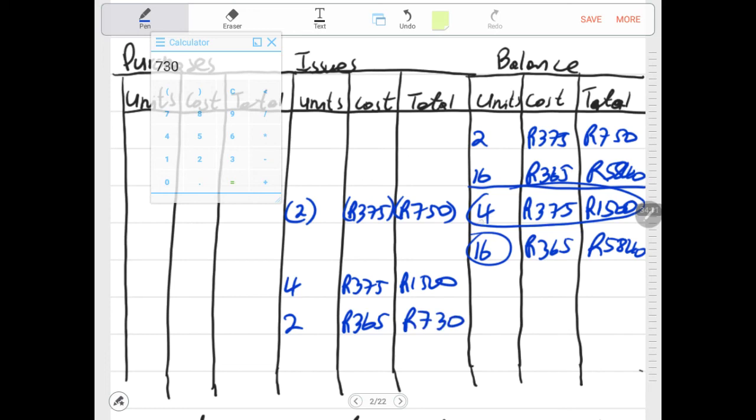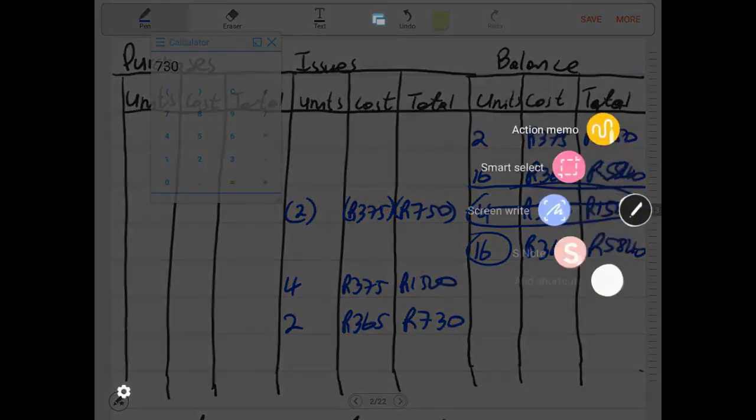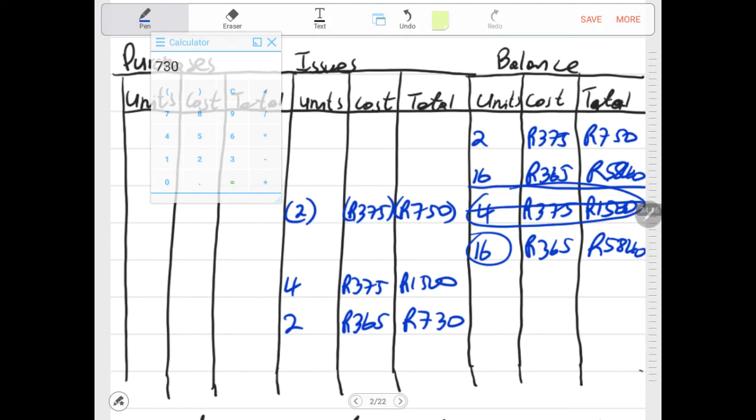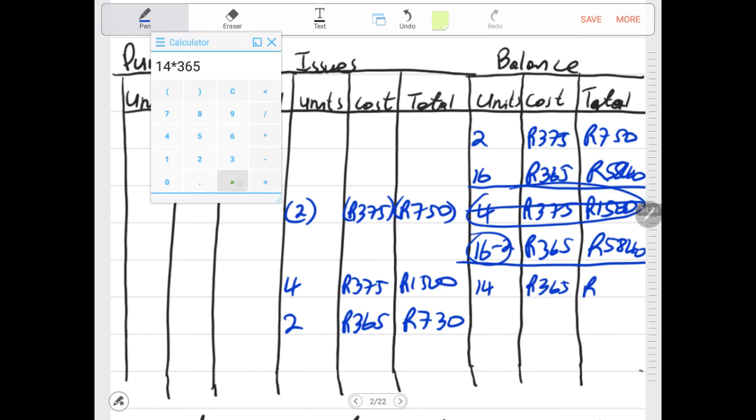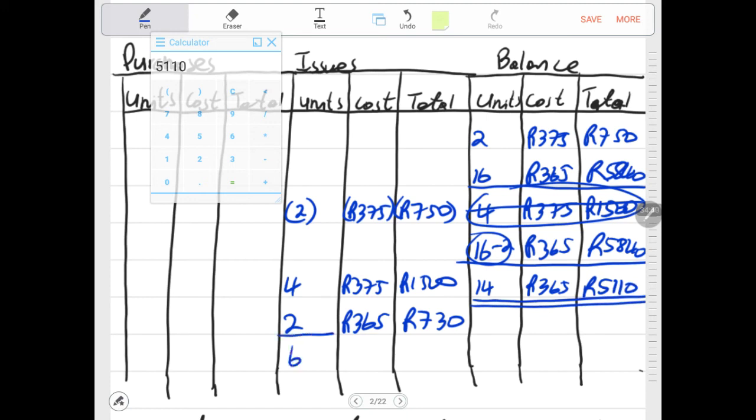So now meaning out of the 4 we would have issued all of them. Out of the 16 we only took 2. Therefore now the remainder of our inventory will be 14 units at 365. 14 by 365, it is 5,110. So now this will be the value of the closing inventory. We issued 6 units made of 4 from the 375 and 2 from the 365.